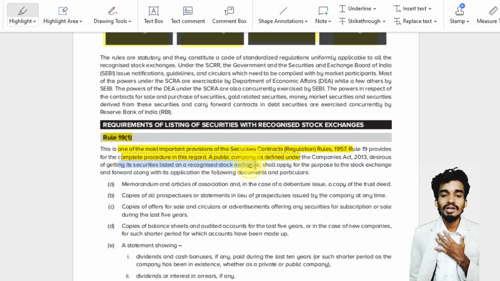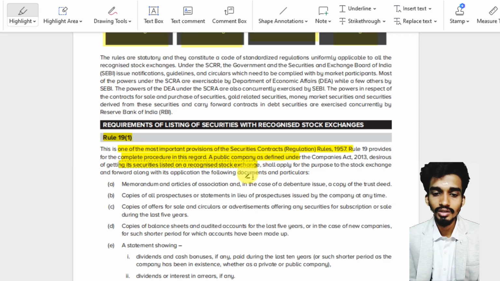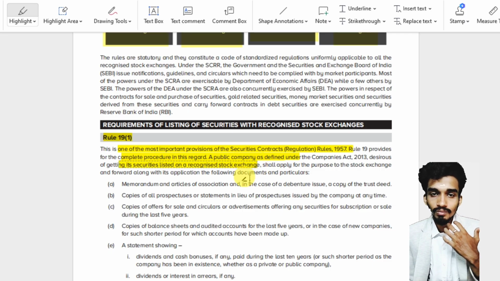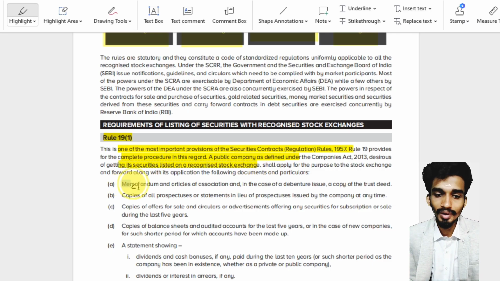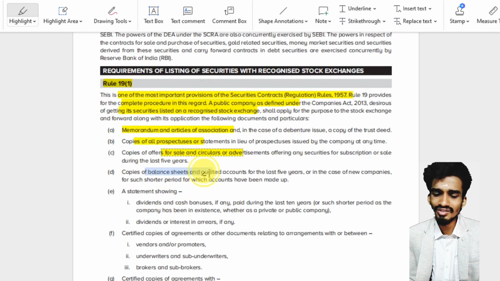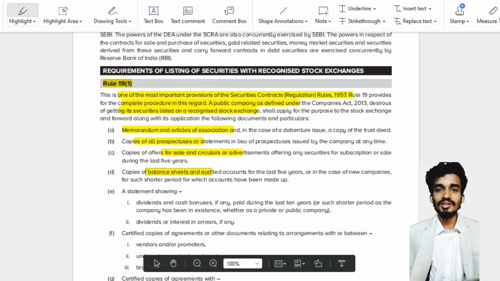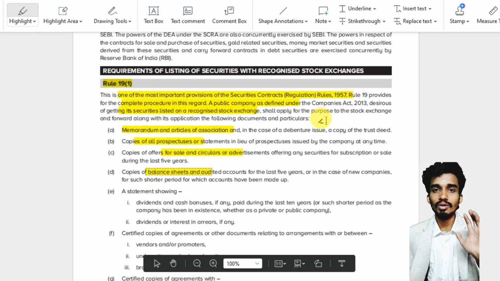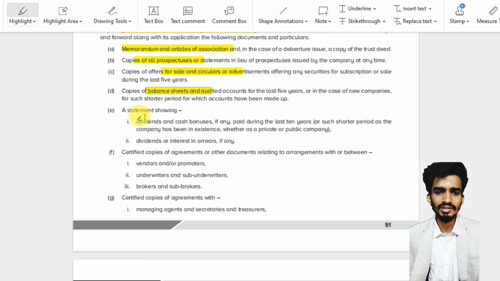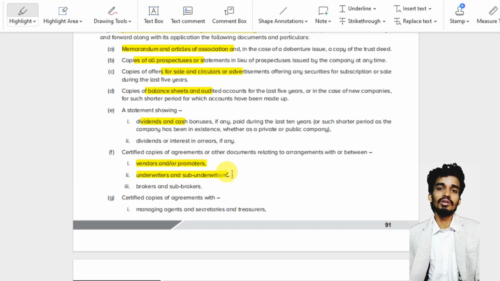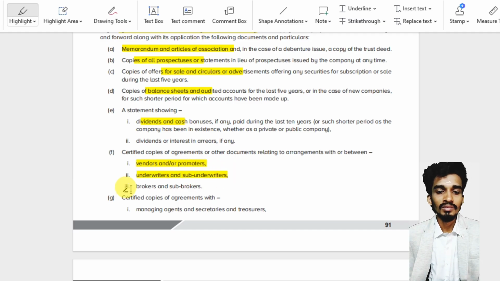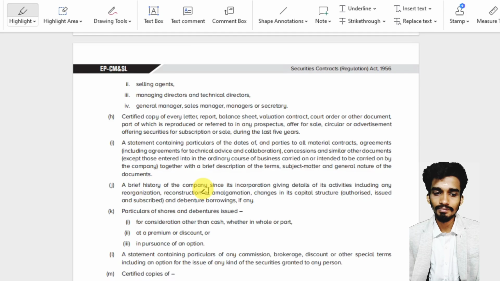If I want to list my securities on the recognized stock exchange, what are the things that I should accompany it with? Your memorandum, your MOA, AOA, or prospectus, or offer for sale documents. This is generally your balance sheet. These are generally the documents with regard to the securities and with regard to your company. And dividend details, any vendors, any underwriters which you are appointing for the purpose of listing, any brokers, sub brokers, etc.